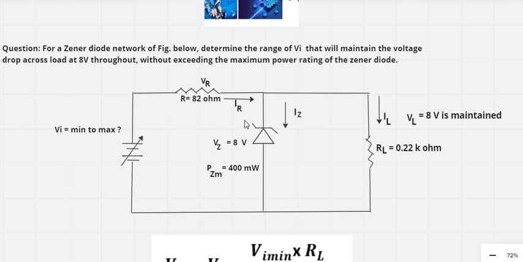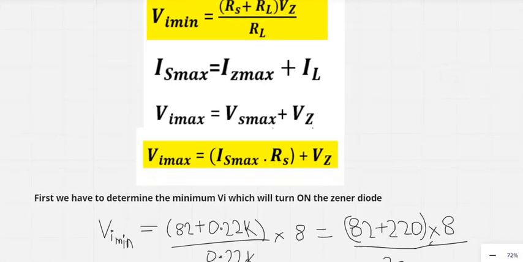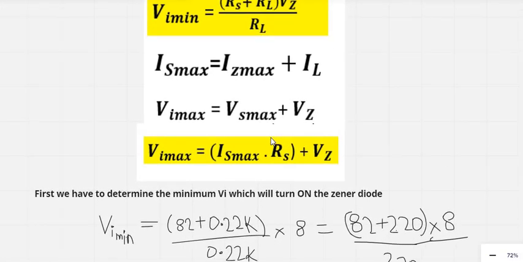So if we calculate the value of this Is maximum, using that value we can calculate the maximum possible voltage drop across the limiting resistor, this Vs max. Summing up the Vz plus Vs max, we can calculate Vi maximum. I have explained this formula in my last video. Please watch that theory part first. Now let's directly put all those values in the given equation.